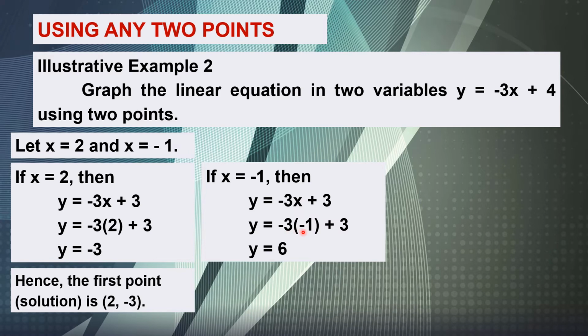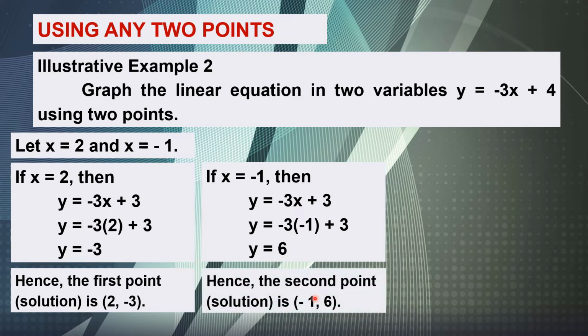So, 3 times 1 is positive 3. Positive 3 plus 3 is equal to positive 6. Hence, our y value is positive 6. So, at yung ating pangalawang point, our second point is negative 1 and 6.